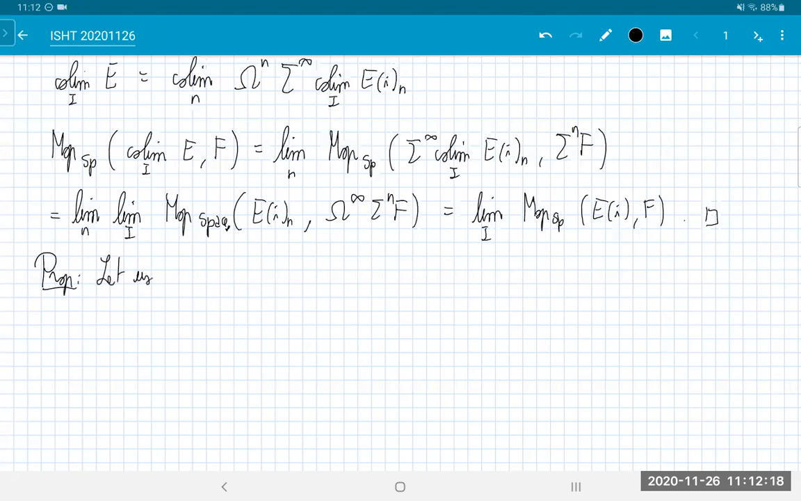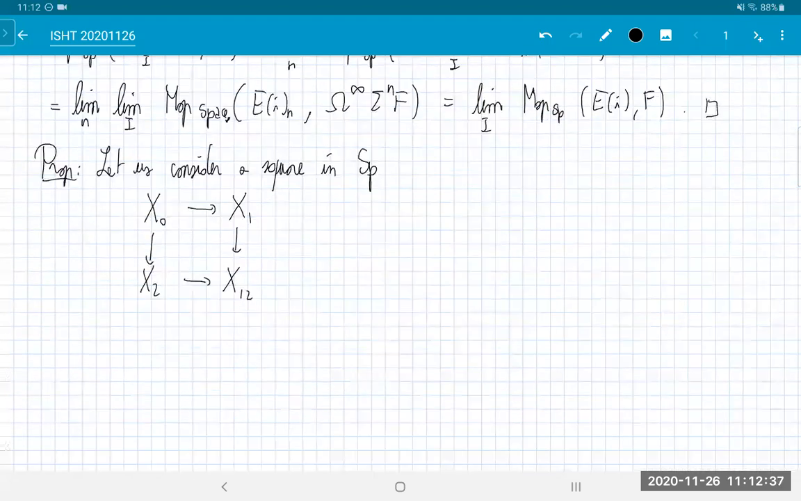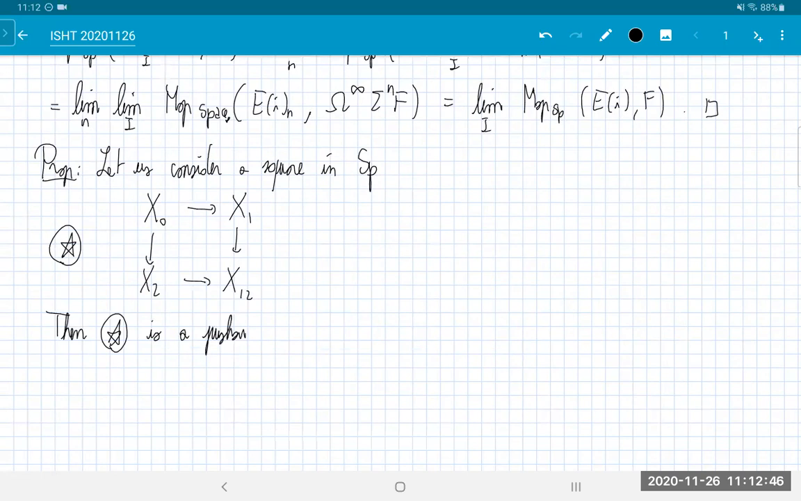Let us consider a diagram, consider a square in Sp, and call it x0 goes to x1, x2, x12. Then let me give it a name, actually, star. Star is a pushout square if and only if star is a pullback square. And this property has an important name. This goes under the name stability.